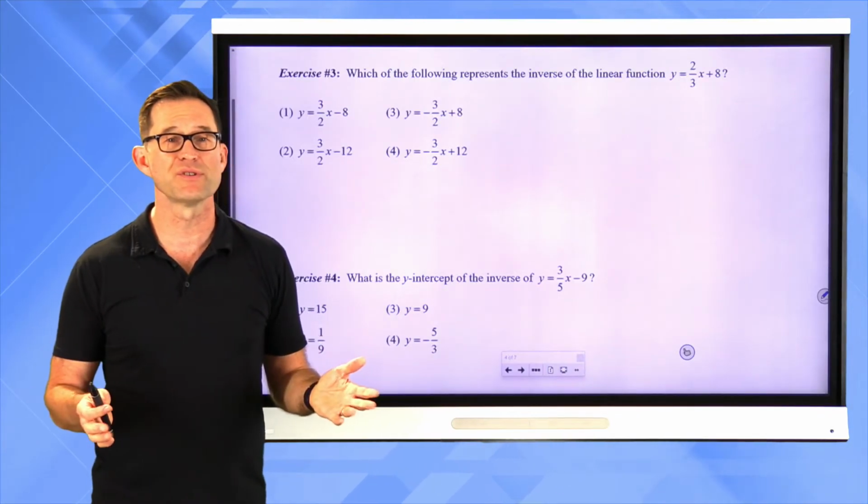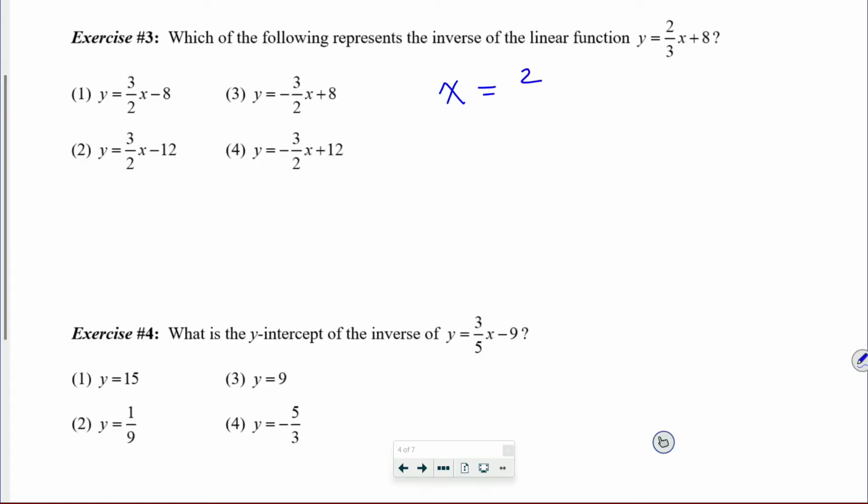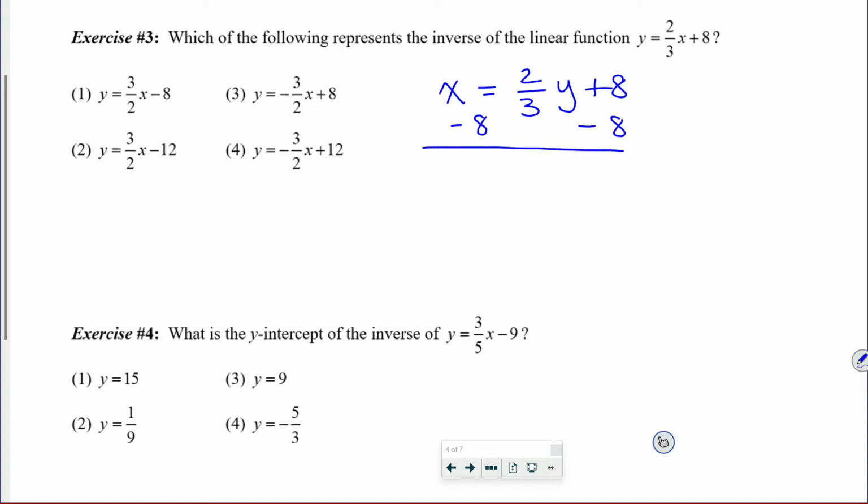Okay, two-step procedure. Step 1, let's switch x and y. Step 2, let's solve for y. Now, so far, this doesn't seem really any different than the one that we just did. I'm going to rewrite this as 2/3 y equals x minus 8.